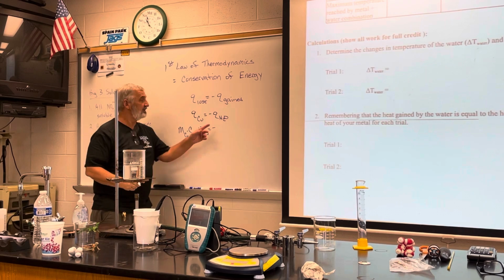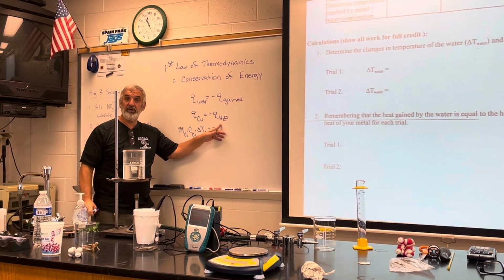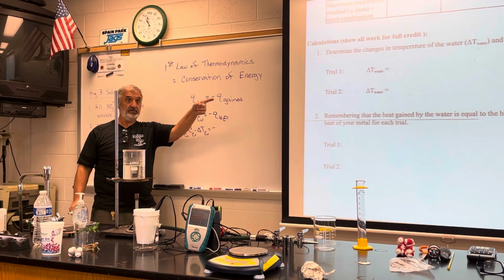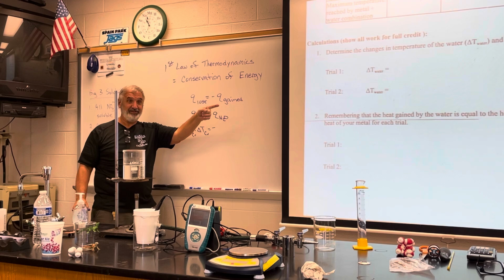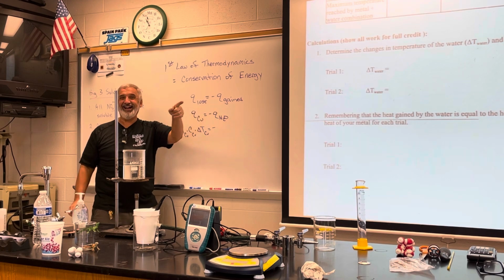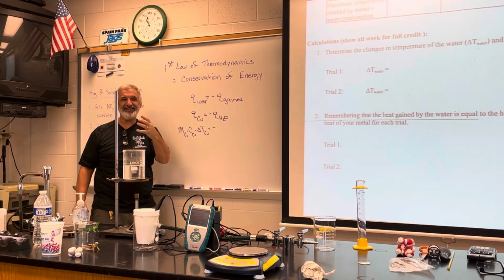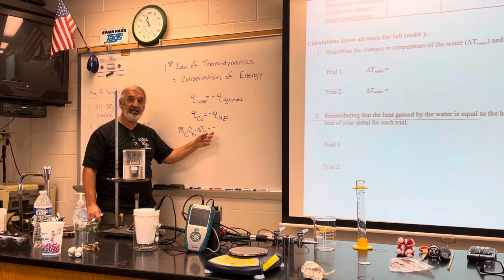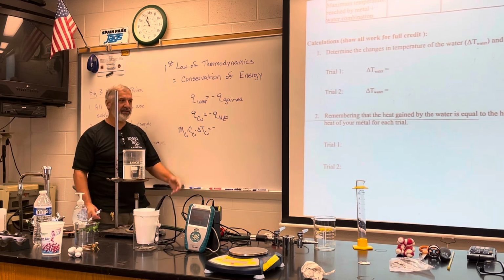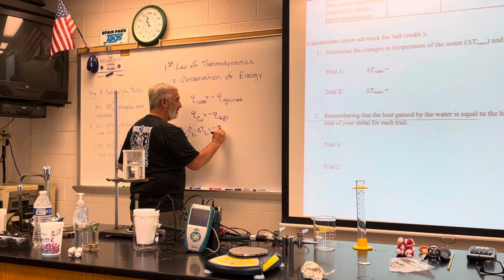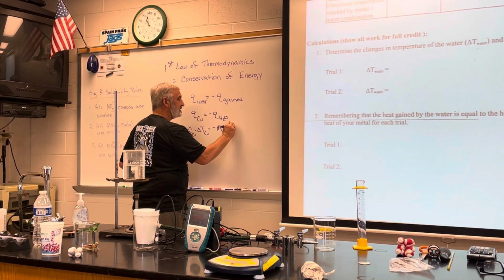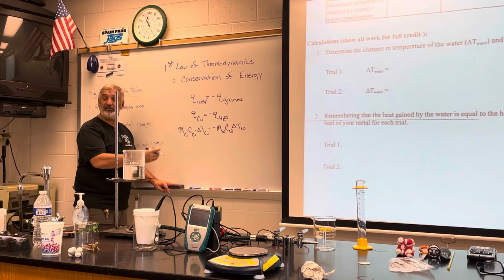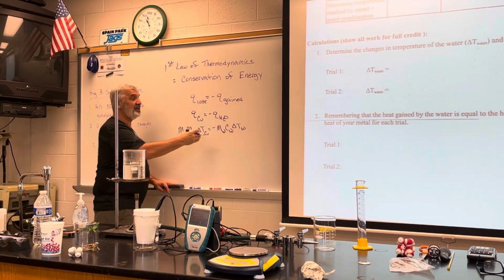Well, how do I find the Q, the amount of energy, of the water gained? If this is going to give me the heat lost by the copper, how do I find the heat gained by the water? mcΔT. But this time it's going to be the mass of the water times the specific heat of the water times the change in temperature of the water. Q lost of the copper is going to equal the negative of whatever heat was gained by the water.